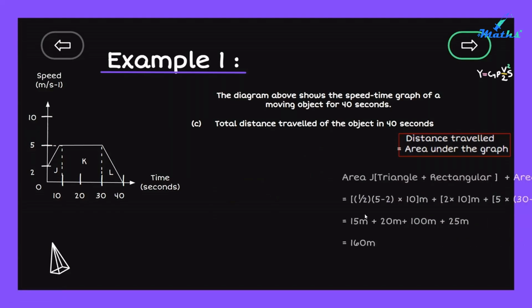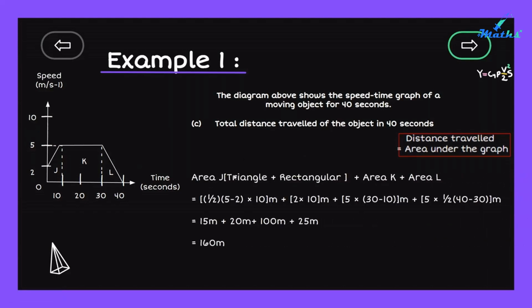And next, you can also use another way for the trapezium. If you draw a line here, this is a small rectangle, and here is a small triangle. The part below 2 remains the same. You can use the small triangle first, 1/2 times 5 minus 2 times 10, plus 10 times 2. The rest is still the same, so it's 15 m plus 20 m plus 100 m plus 25 m. So the answer is the same, 160 m.